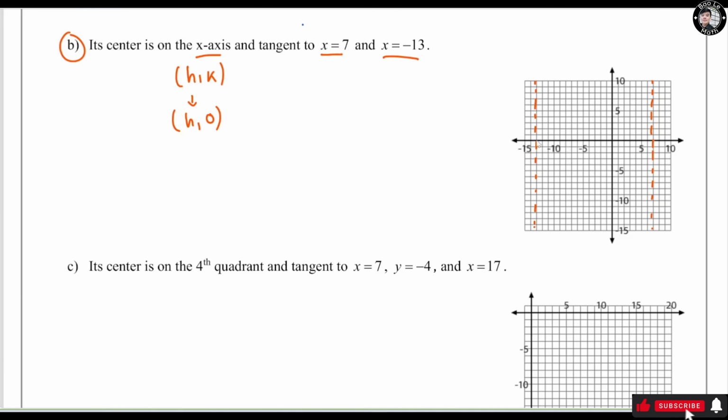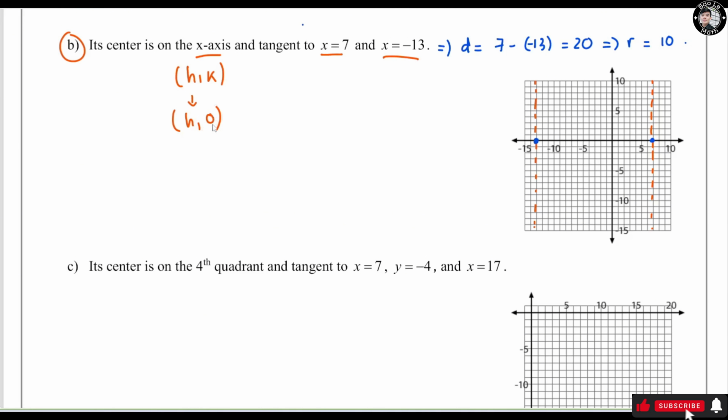So then the distance between the two vertical lines right here is actually the diameter of the circle. So the diameter is 7 subtract negative 13. It is going to be 20. So you can calculate the radius. It is 20 divided by 2, which is going to be 10. That's it. Now you need to find the center right here.